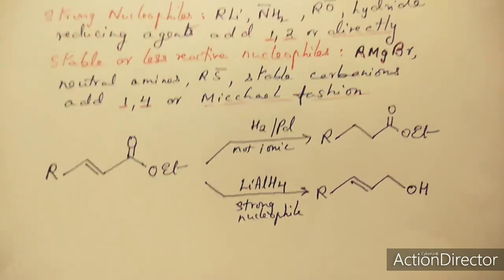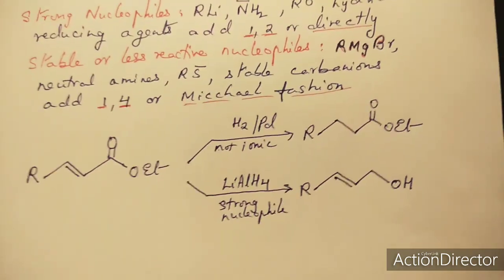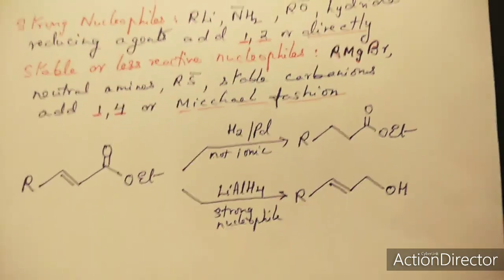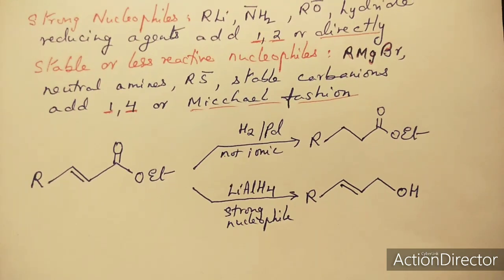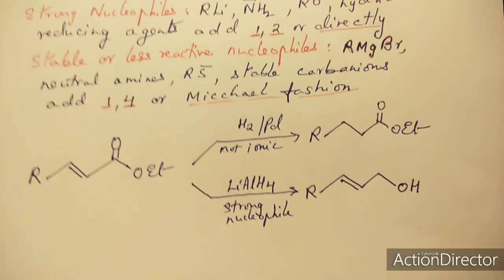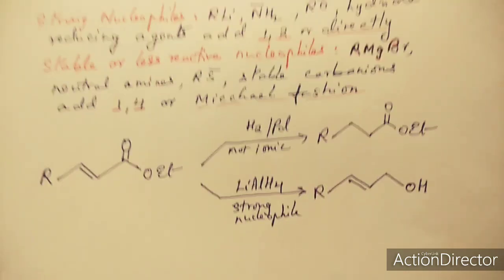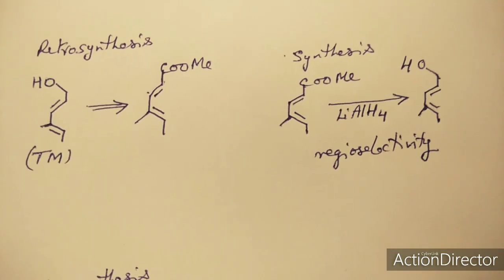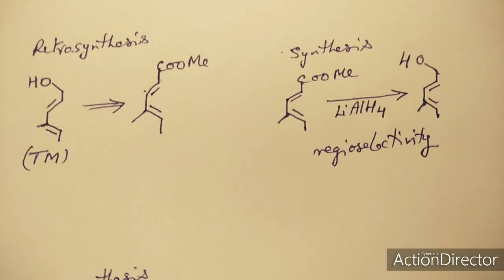So as a general rule, we can predict what type of product will be formed, or what type of target molecule will be formed, by using which type of nucleophile, whether we will get a 1,4 addition or a direct 1,2 addition. So taking these things into consideration, let's see the retrosynthesis of this target molecule.